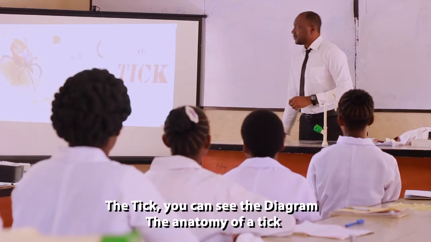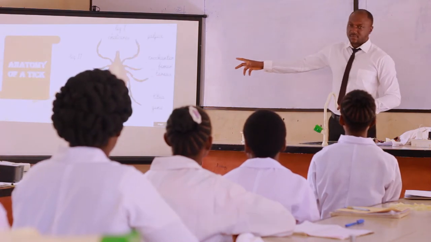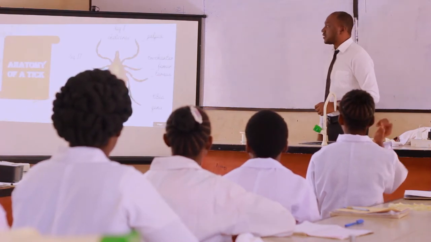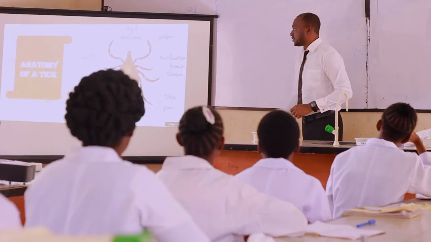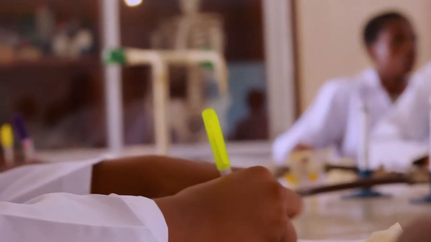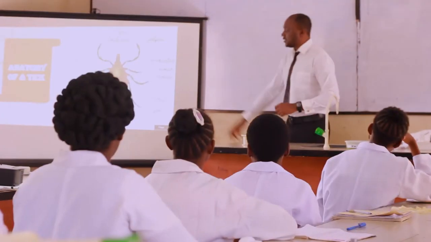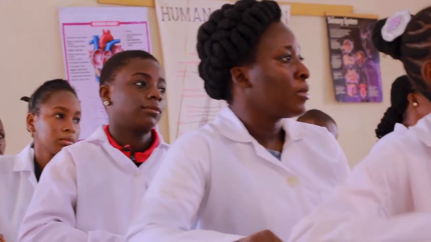The tick! You can see the diagram of the anatomy of the tick. You can see the first leg, the femur, and the tarsus. The tibia is here. You can see the genital and the stomach, and the fourth leg, and the third leg and the second leg.